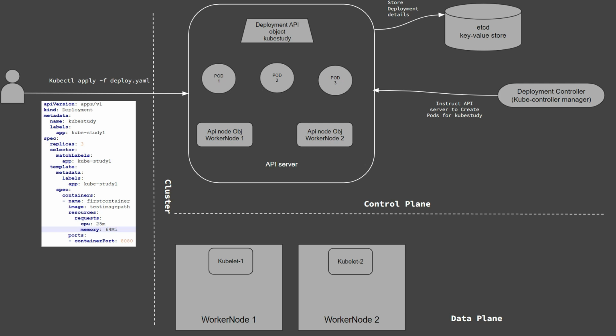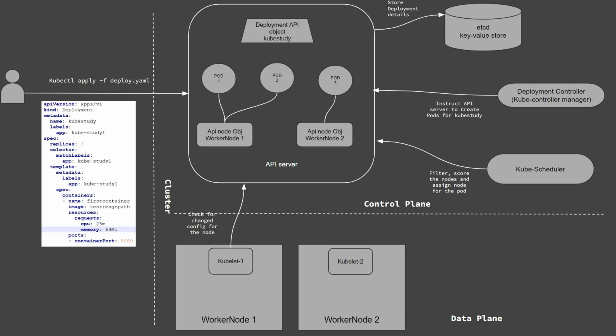Now we can see that these pod objects are created, but these pod objects are not assigned to any of the worker node objects. Kube scheduler will be continuously checking the API server for any unassigned pods. And now it will find 3 pods, pod 1, pod 2 and pod 3. So Kube scheduler will do a filtering and scoring on the nodes and assign pods to the nodes. Pod 1 will be assigned to worker node 1, pod 2 will be assigned to worker node 1 and pod 3 is assigned to worker node 2.